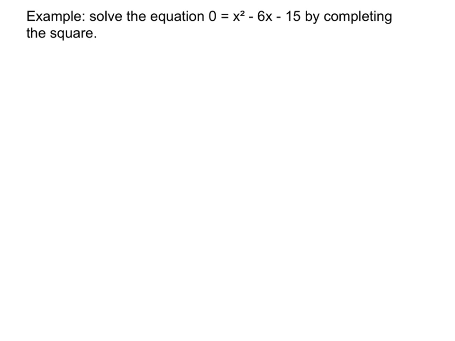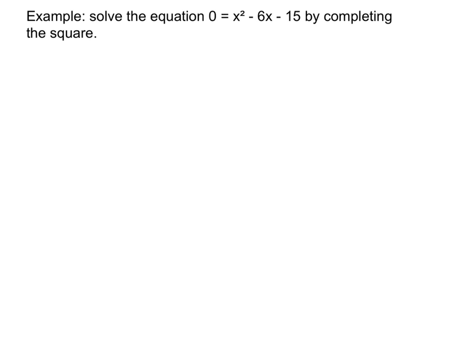So in this video I'm going to be going through two fairly quick examples of how we solve by completing the square. In the previous video we went through sort of how this works, and this is just supposed to be two examples so you can really see just the mechanics of how it works. So here's our first example. I want us to solve the equation 0 equals x squared minus 6x minus 15 by completing the square.